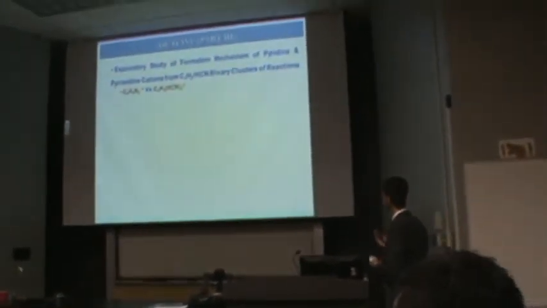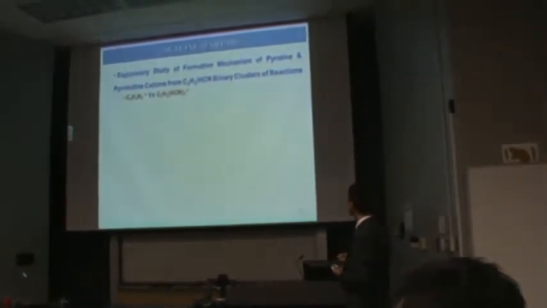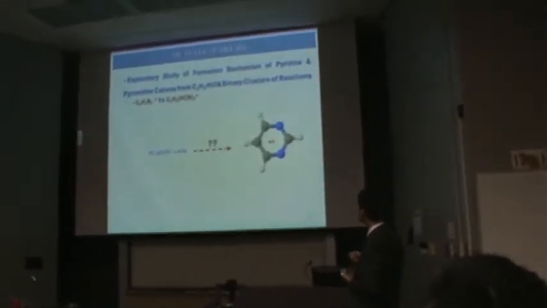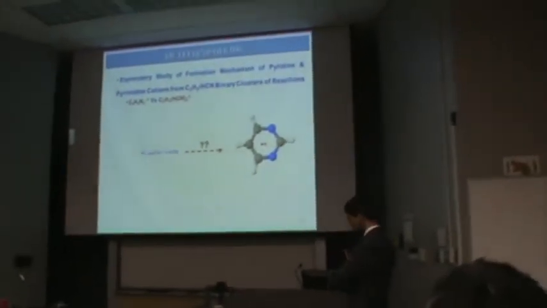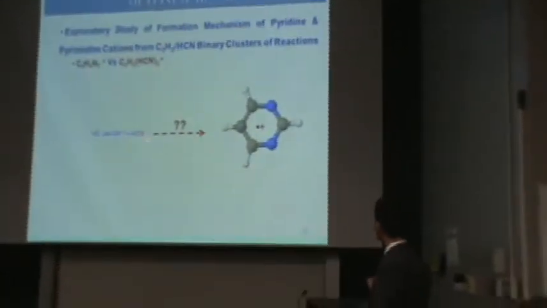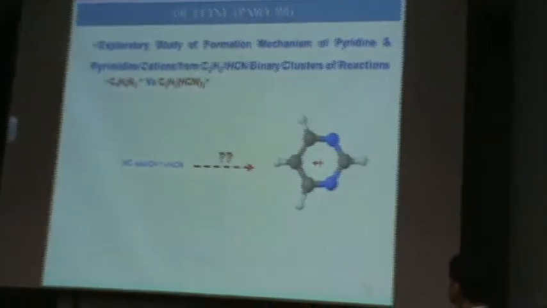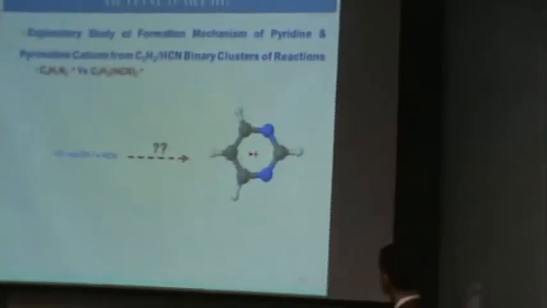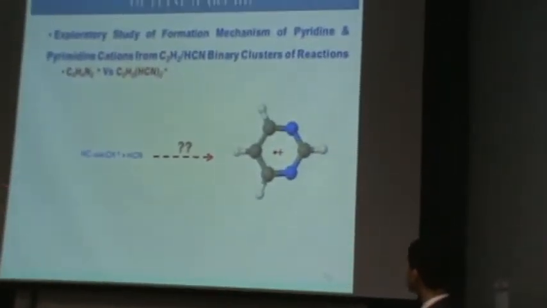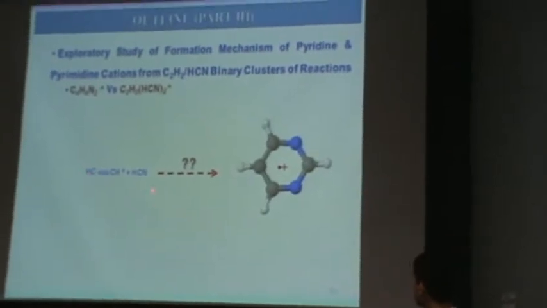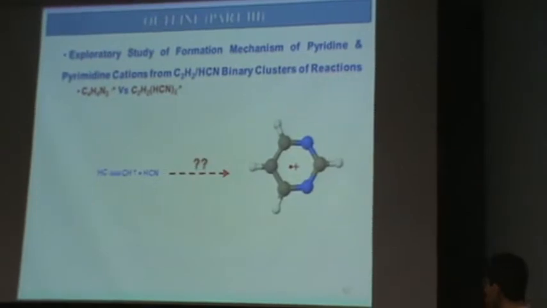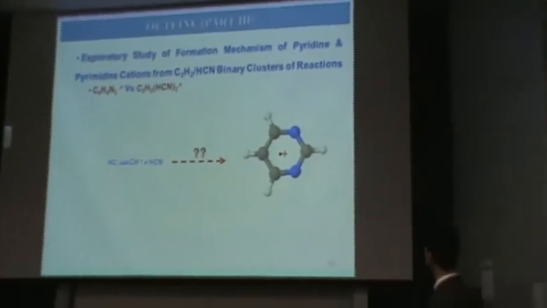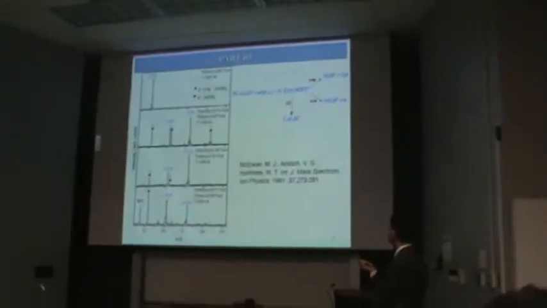So the third study is actually still in progress, in which we had the acetylene radical cation interacting with hydrogen cyanide. So we are asking a question here: if 2 hydrogen cyanide added to the acetylene would give the pyrimidine radical cation, and 1 acetylene with 1 neutral acetylene and 1 hydrogen cyanide will give pyridine. So that's a question that is very interesting to try to answer.